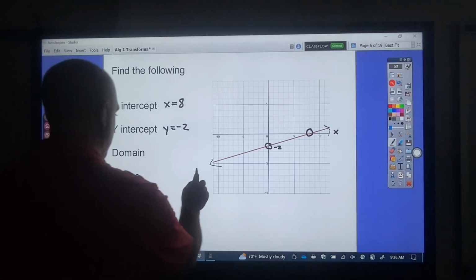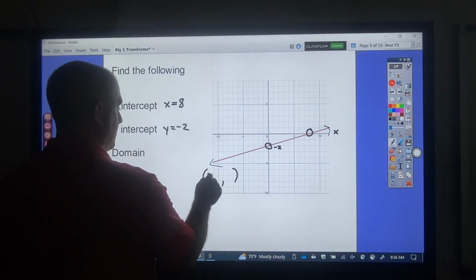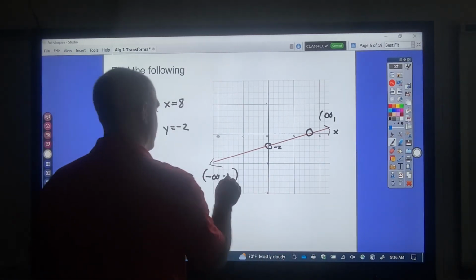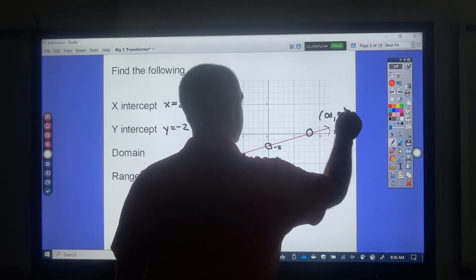I can label the arrows. Okay, so that is a left arrow. That is a right arrow. This arrow is going down. This arrow is going up.